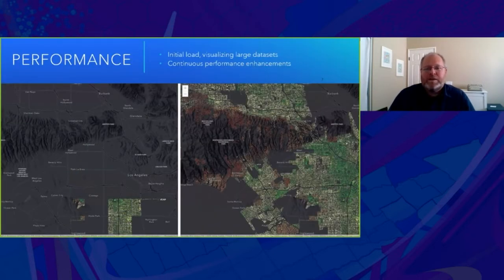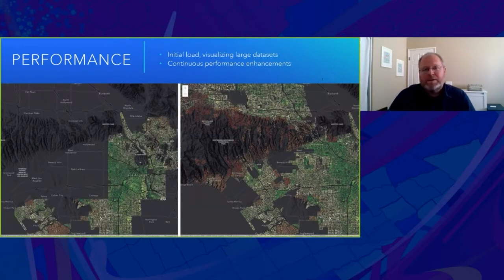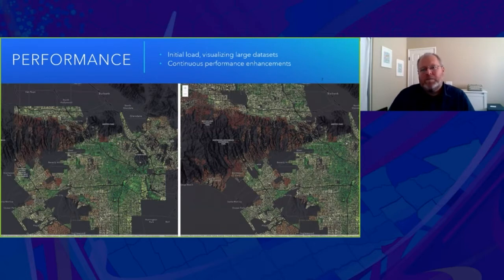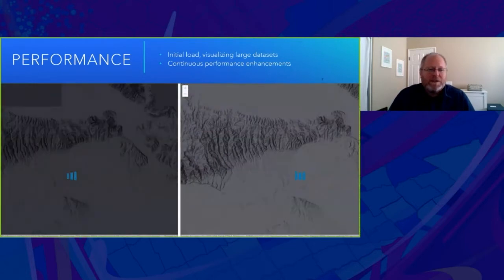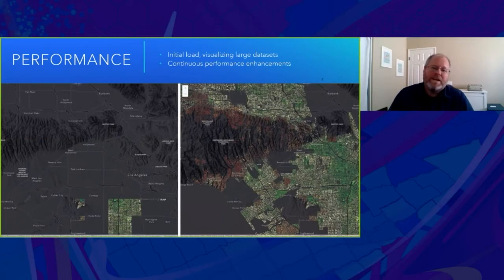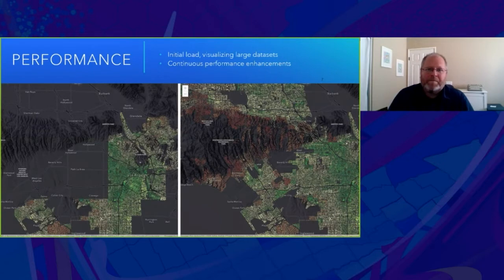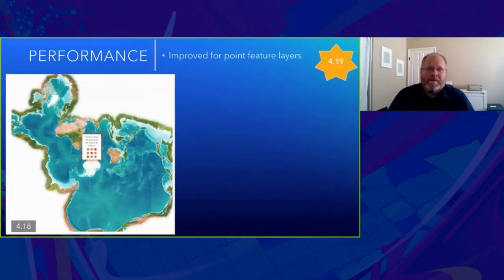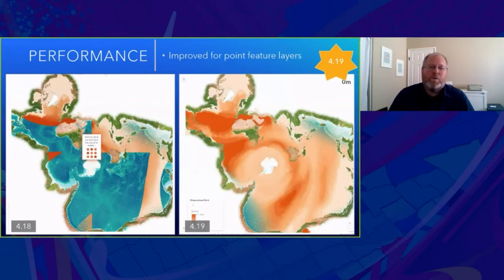Here's a view of some of the optimizations we've done since last DevSummit. What's on the right is about 650,000 buildings in Southern California, and you see how fast those are loading up. And at 4.19, even better performance for point layers.